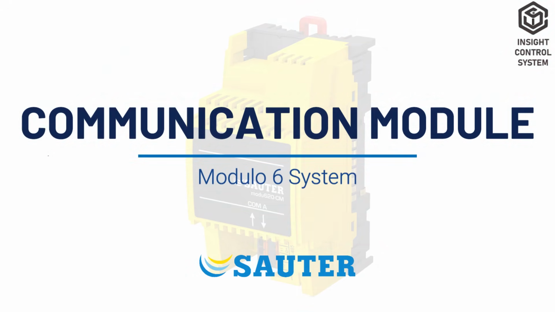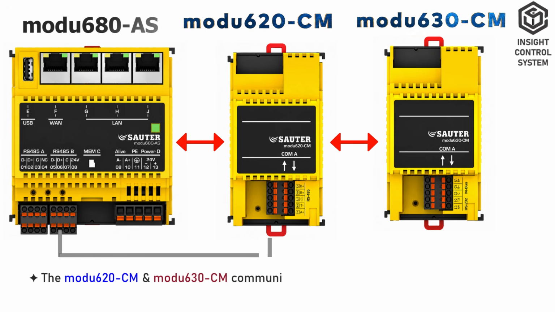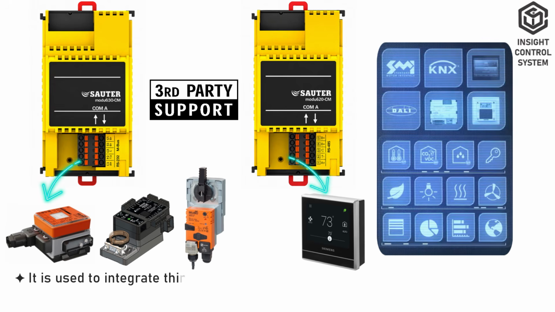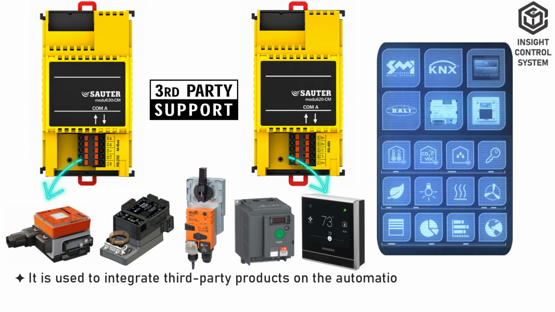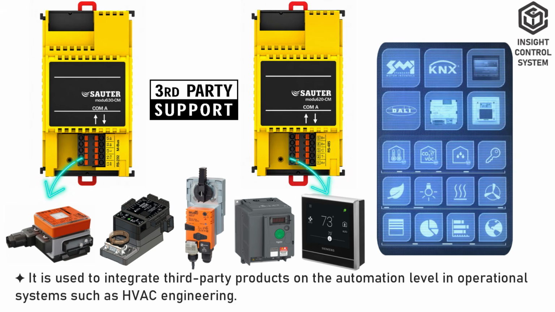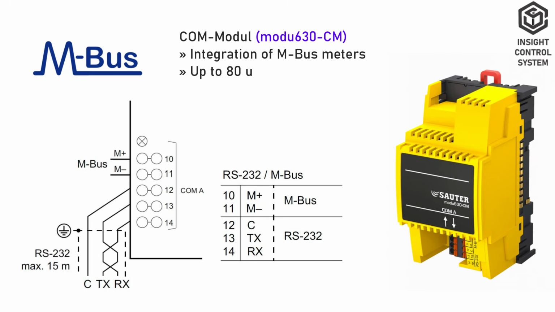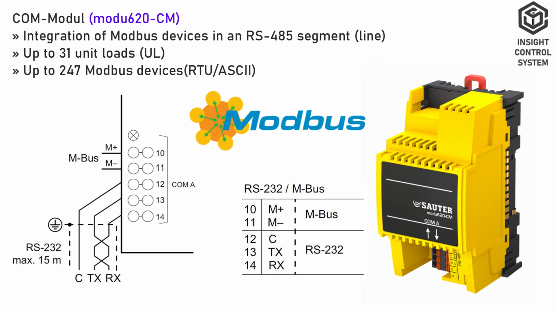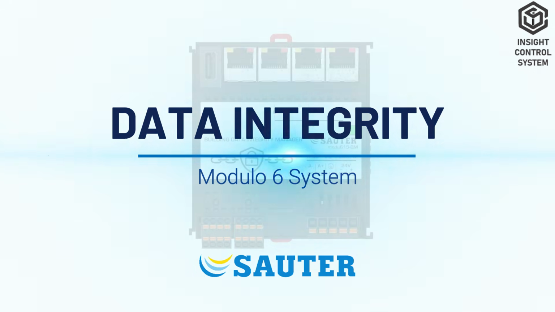Communication module. Module 620 and 630CM. This communication module is used to extend the modulo 6 automation stations. It is used to integrate third-party products on the automation level in operational systems, such as HVAC engineering. The module 630CM is designed for M-Bus communication. The module 620CM is designed for Modbus RTU communication.